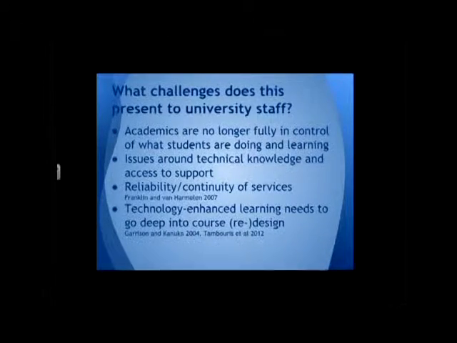Then there's all the issues around technical knowledge and support. So who's going to support students using these technologies if and when they go wrong, let's say. Then there's the systems themselves, the services. How reliable are they? Will they continue to function in the same way in the next 2 or 3 years? Will they stay free? We had an example of one of our courses using Delicious as part of a piece of assessment, and students were required to collate a portfolio, a collection of links within Delicious.